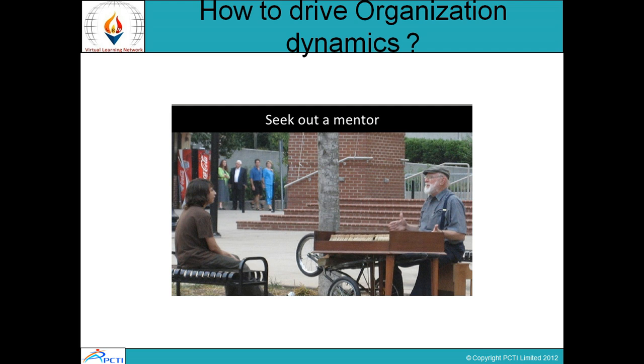Now the question arises: how to drive the organization dynamics? Of course, for that purpose you need a mentor or a director, advisor, coach, not a supervisor. You should have a mentor who can guide you, advise you, and coach you at a particular point of time. That actually helps to drive the organizations and will ultimately give rise to the organization dynamics.